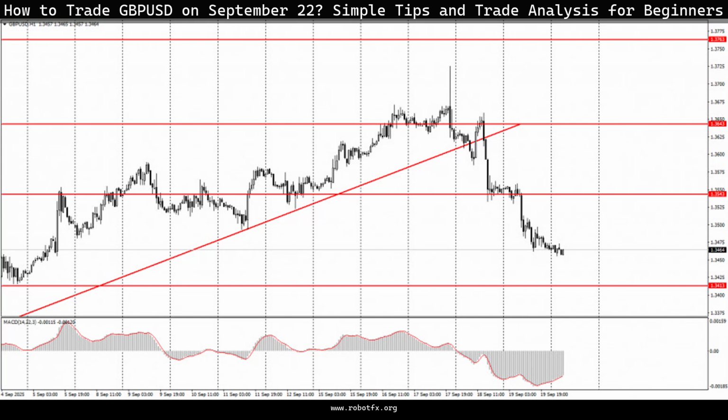How to trade GBPUSD on September 22. Simple tips and trade analysis for beginners. Back trading plan. How to trade GBPUSD on September 22. Simple tips and trade analysis for beginners. Friday trade analysis: 1H chart of GBPUSD.